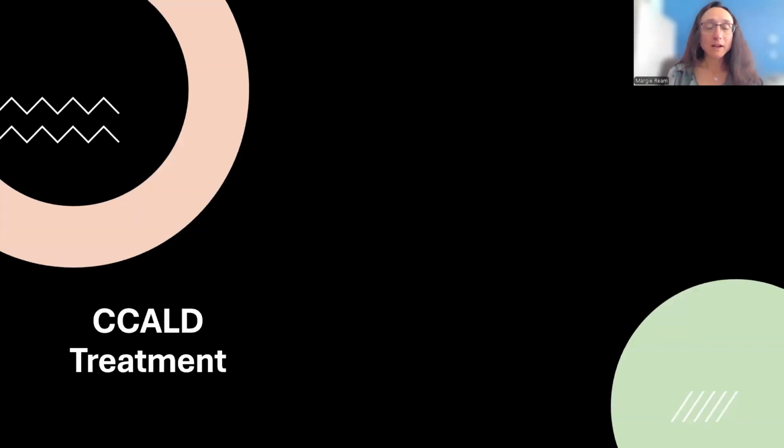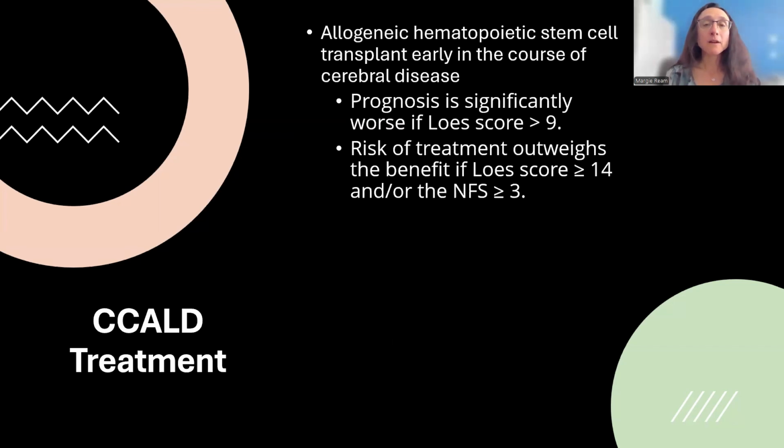CCALD treatment can occur using 2 different modalities. First, traditionally, is allogeneic hematopoietic stem cell transplant, which must be done early in the course of cerebral disease. Prognosis is significantly worse if there's a LESS score on the MRI of greater than 9, and the risk of treatment is generally thought to outweigh the benefit if the LESS score is greater than or equal to 14 and the neurologic function score is greater than or equal to 3.